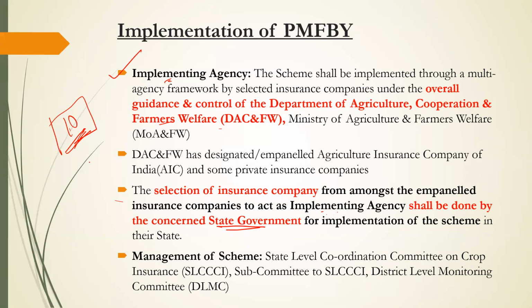Now, the final selection, that is, let's say 10 insurance companies are there, which insurance company will be availed? That decision is taken by the state government. Here you can see that the selection of insurance company from amongst the empaneled insurance companies to act as an implementing agency shall be done by the concerned state government. So focus on this aspect.